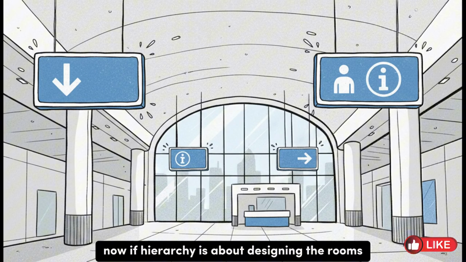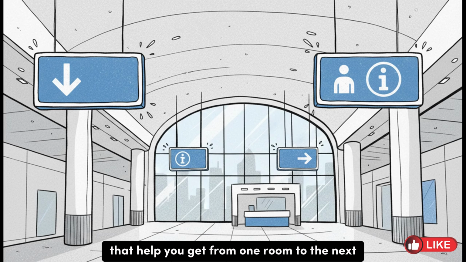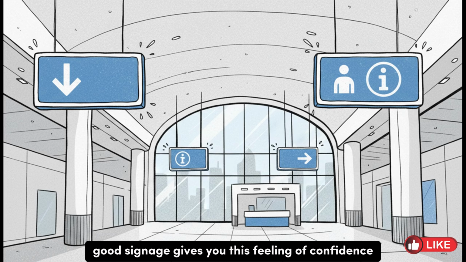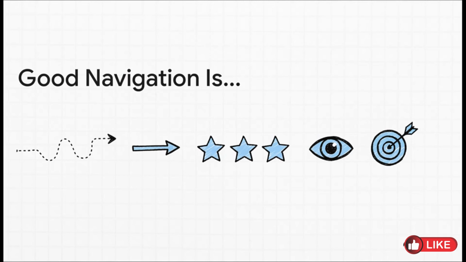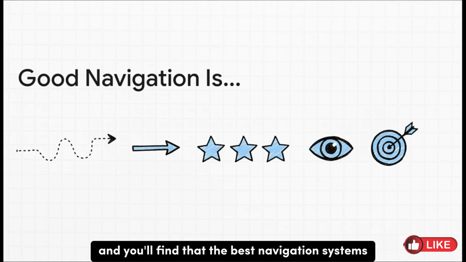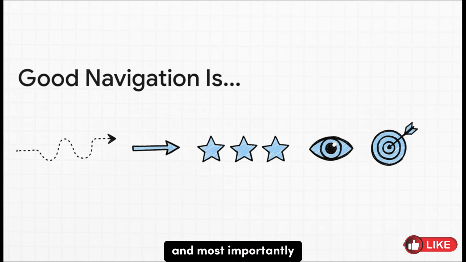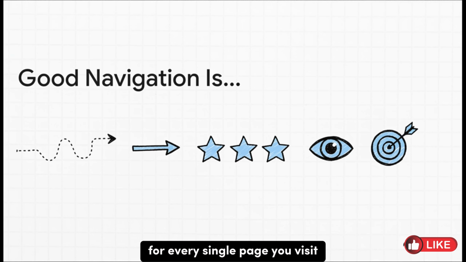Now, if hierarchy is about designing the rooms, navigation is the clear signage, the hallways that help you get from one room to the next. Think about a big airport or a hospital. Good signage gives you this feeling of confidence. You know where you are and you know how to get where you need to go. Bad signage just creates stress. And you'll find that the best navigation systems all have these things in common. They're predictable, they're simple, and most importantly, they're consistent across the entire product. You shouldn't have to learn a new map for every single page you visit.